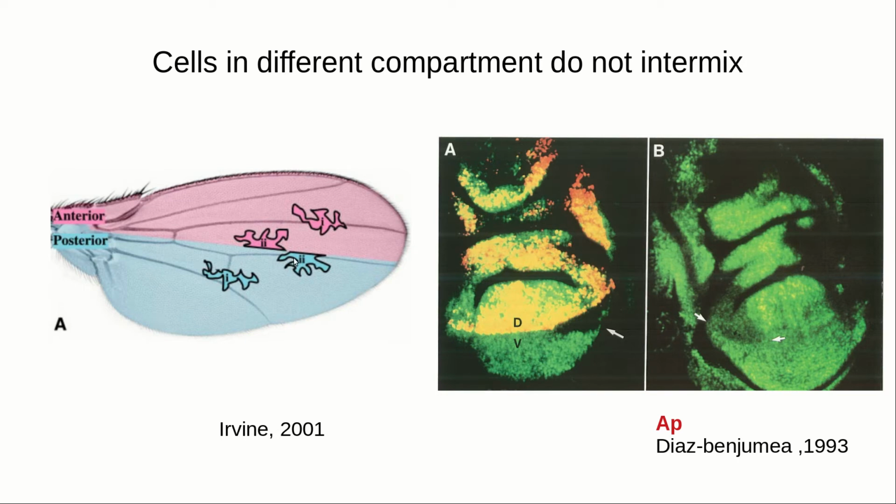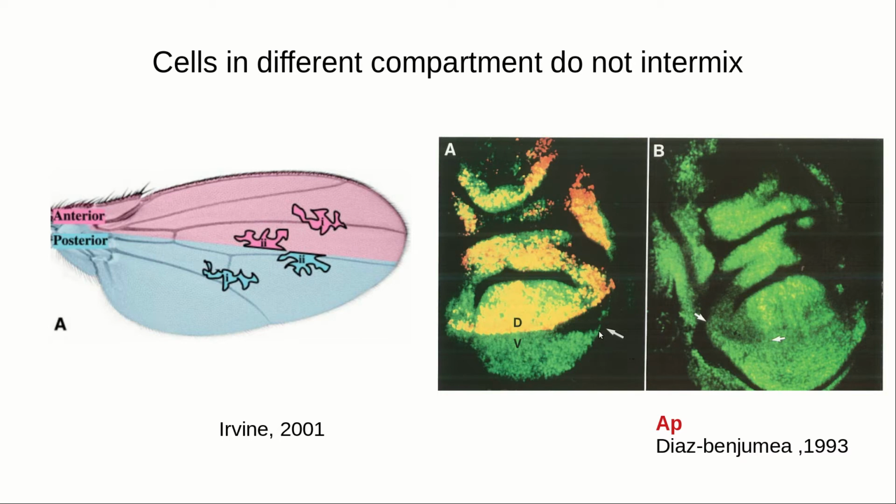So neither a cell nor its descendants ever move or migrate into another compartment. Here you have, for instance, this pink clone. So the cells in the pink clone divide, but never cross the boundary, never go to the posterior compartment, and the cells that are in the blue clone that is located in the posterior compartment never cross the boundary and never go into the anterior compartment.